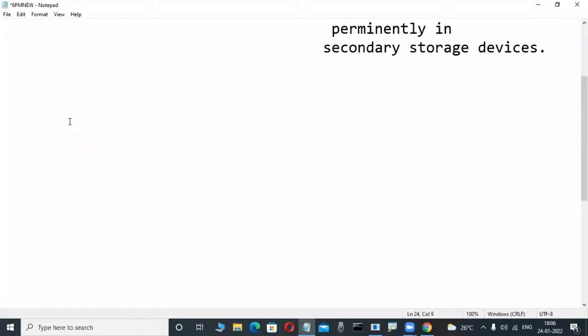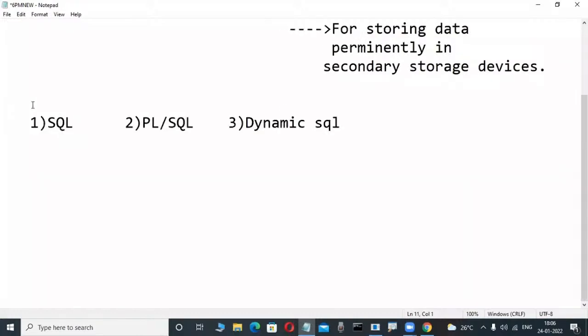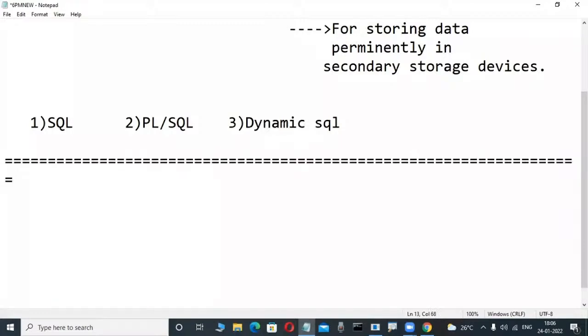But for the Oracle database product, if you want to operate it, we use 3 languages. One is SQL, another is PL/SQL, another is dynamic SQL. Up to this, we learned in the previous classes.